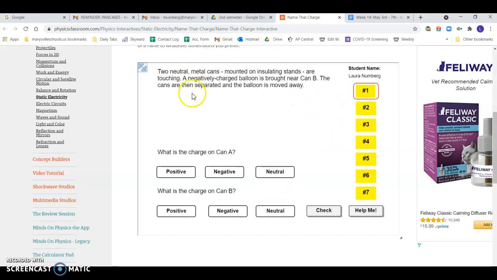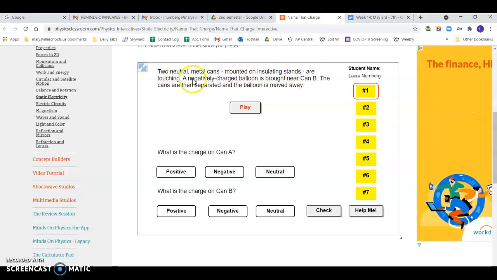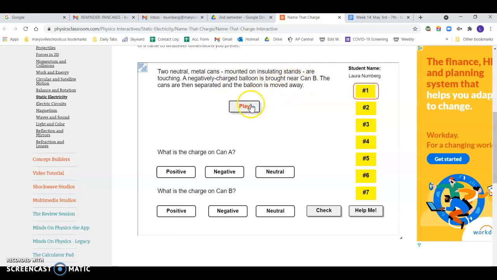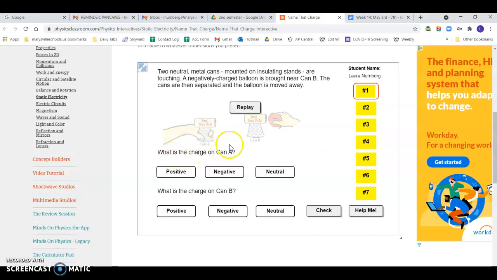Okay, so first thing you have to do is watch the little video. So we have 2 neutral metal cans. So it's important to read this, mounted on insulating stands, and they are touching. A negatively charged balloon is going to be brought near one of the cans. The cans are separated and the balloon is moved away. So it's important to watch what happens. Each situation is different. Now make sure you look at which object it's asking you about.